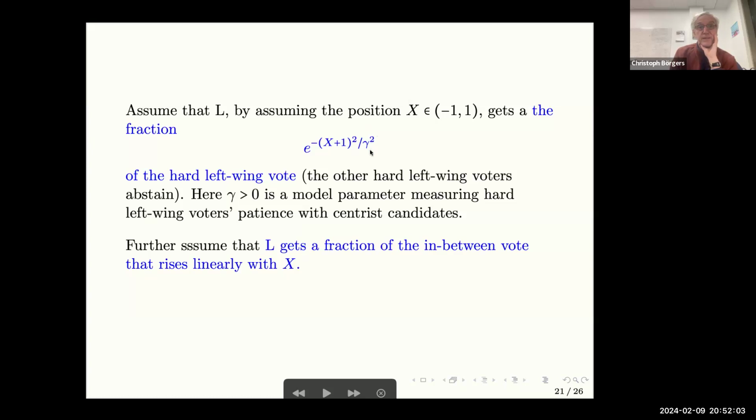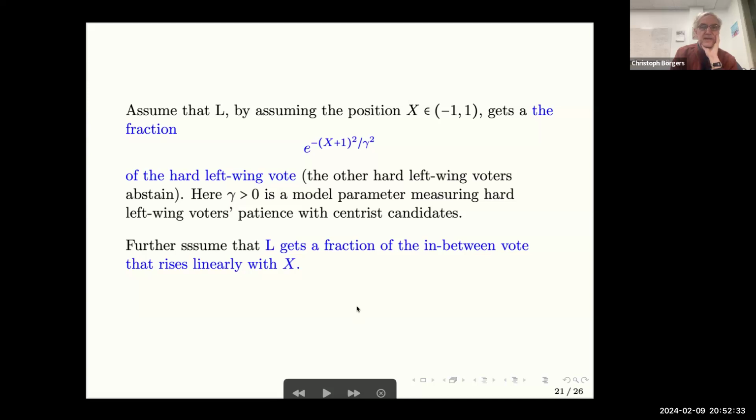But there is a parameter there. That parameter reflects the degree to which the hard left-wing voters are willing to come out and vote, even if their candidate moves towards the center. And so gamma is a patience parameter. The bigger gamma, the more patient are the hard left-wing voters. They will come out even if the left-wing candidate has moved towards the center quite a bit.